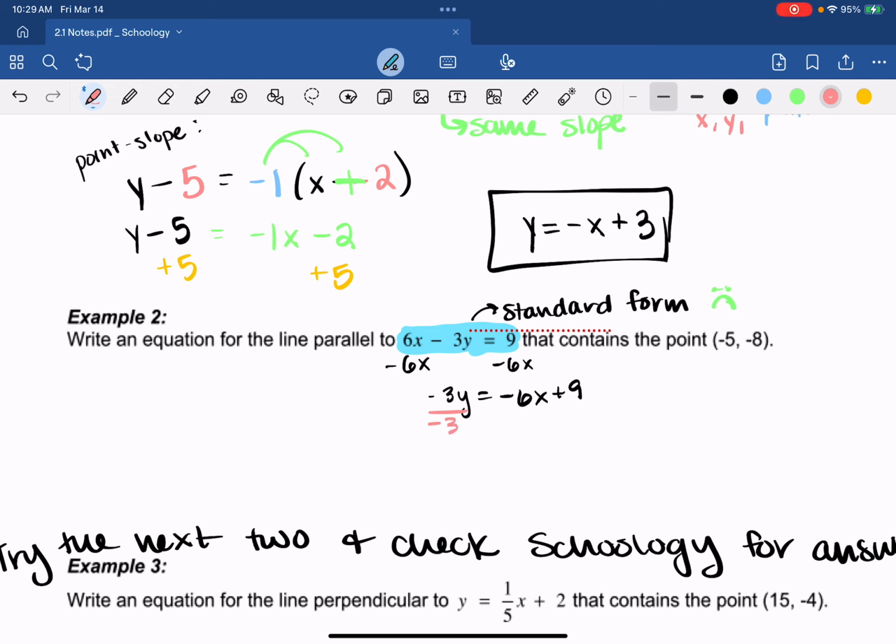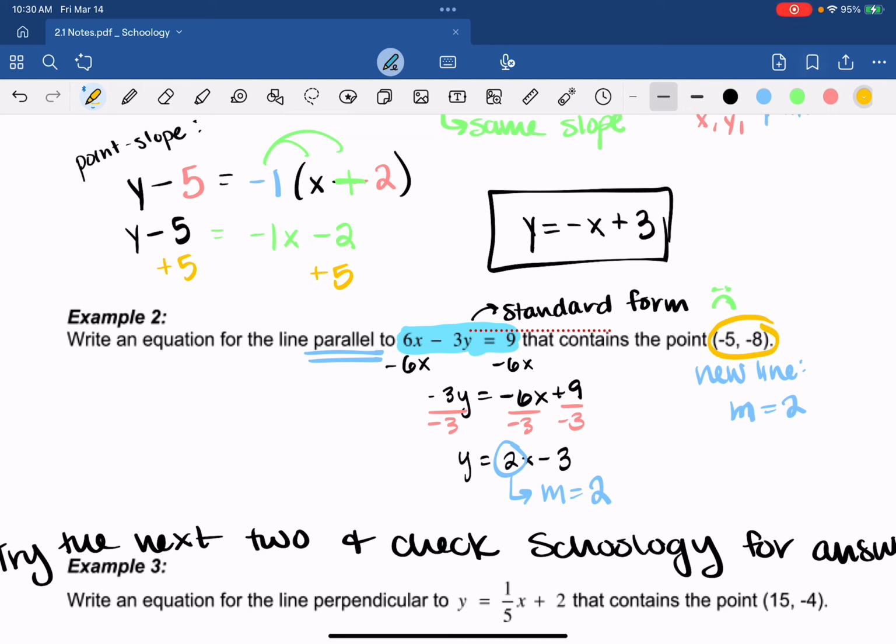Then I'm going to divide everything by -3. So my slope-intercept form of this equation is 2x minus 3. Okay? 2x minus 3. So this is my slope, right? So the slope for this line is 2, and I want it to be parallel, which means my new line is going to have a slope of 2 also. Okay, so I know my slope is 2.